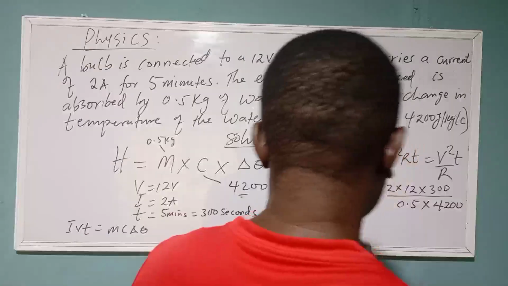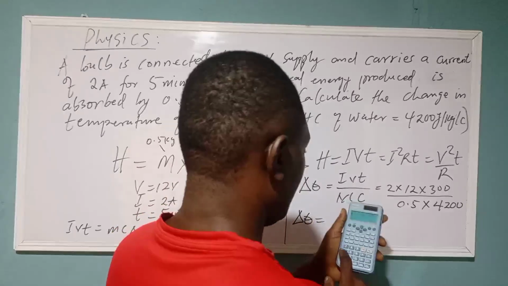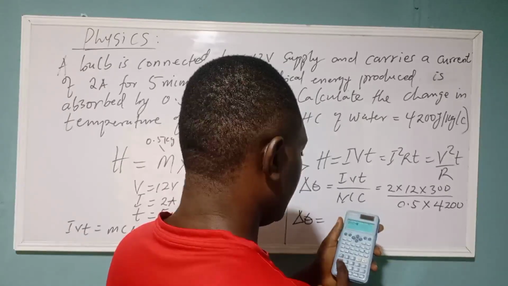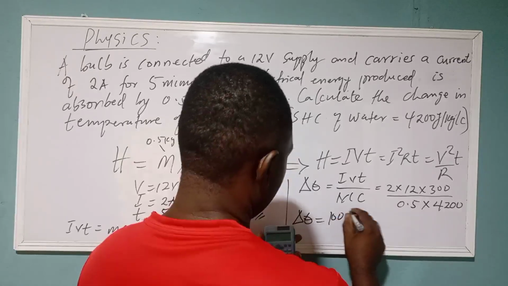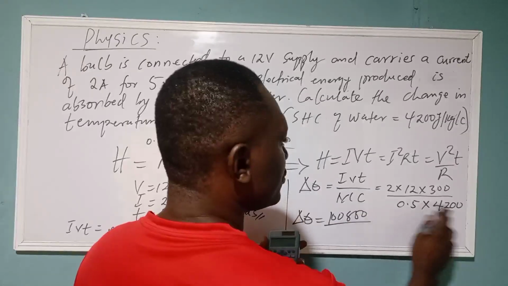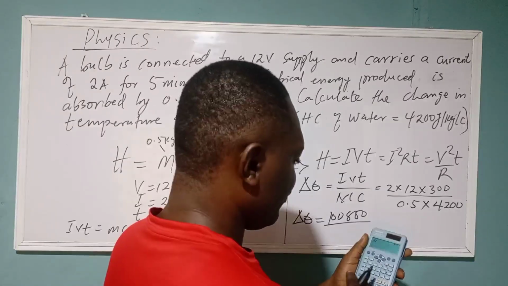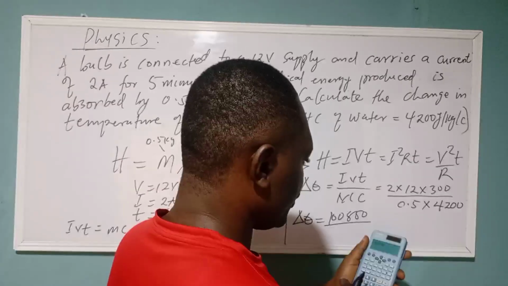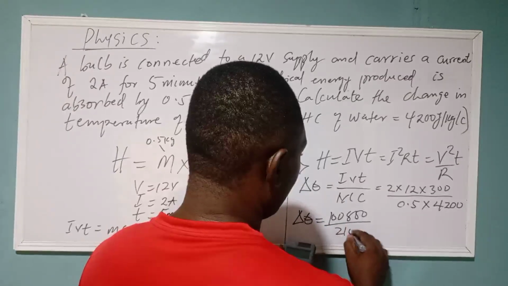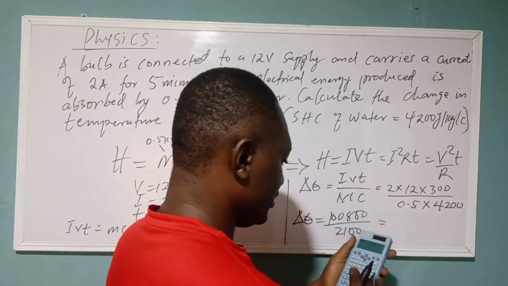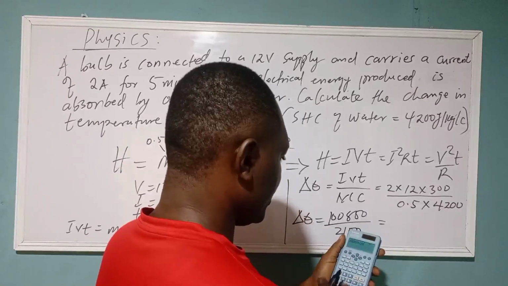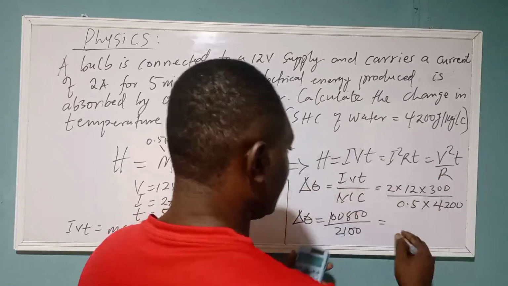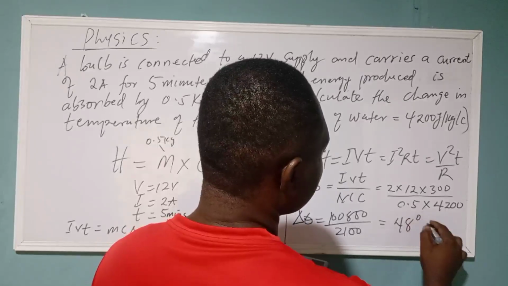So here, we're going to have 2 times 12 times 300, that gives us 7,200. Then we divide this by 0.5 times 4,200, which gives us 2,100. So 7,200 divided by 2,100. That will give us what? 48. So we have 48 degrees centigrade.